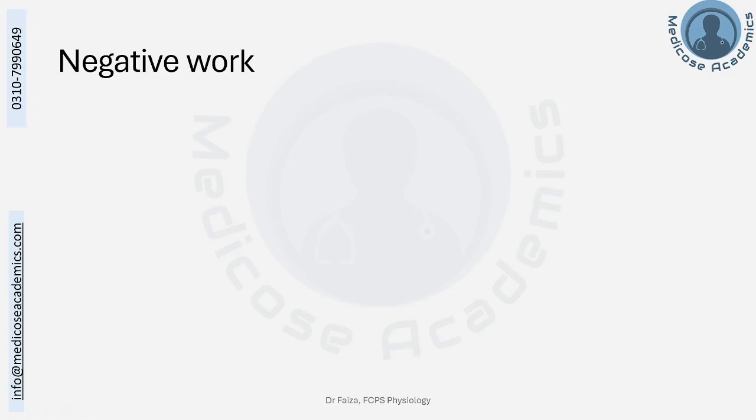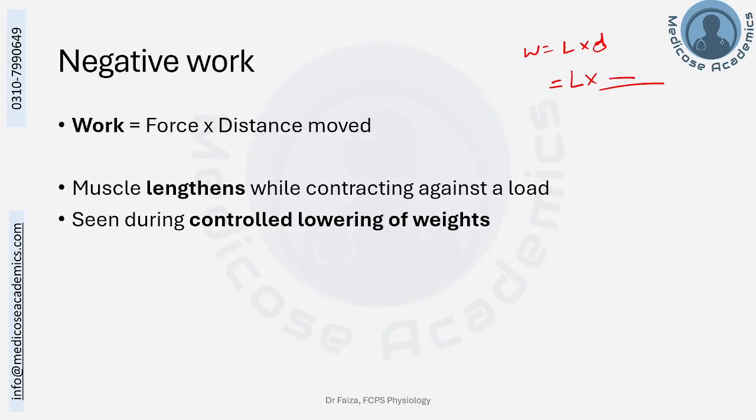We discussed the work performed by the muscle is equal to load multiplied by distance. In case of eccentric contraction, the muscle length is now increasing and the load is constant. The change in muscle length is in the opposite direction. So this type of work performed is called negative work, that the muscle is lengthening while shifting weight from one point to the other.